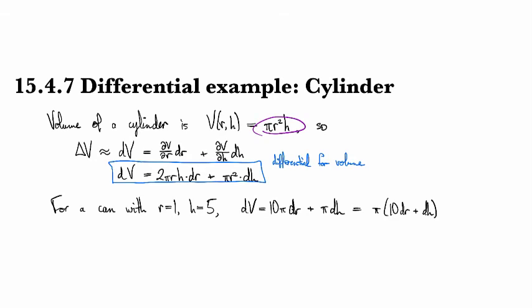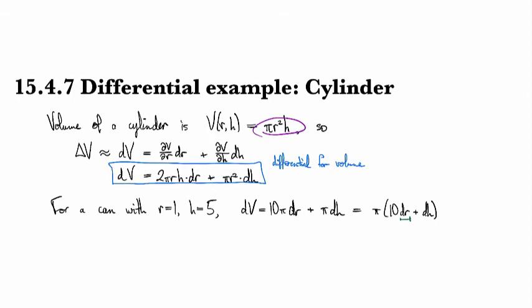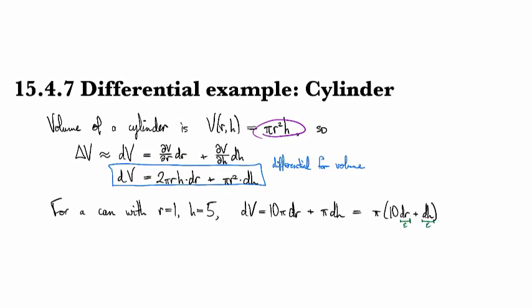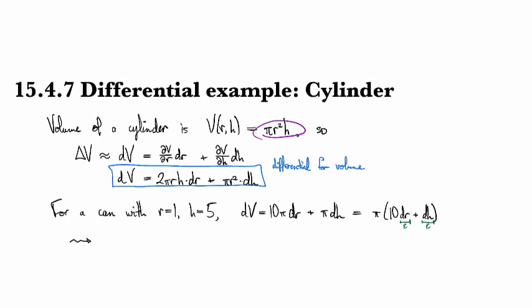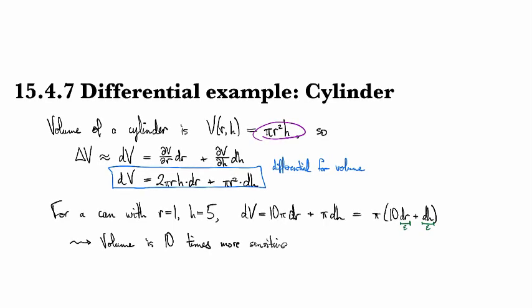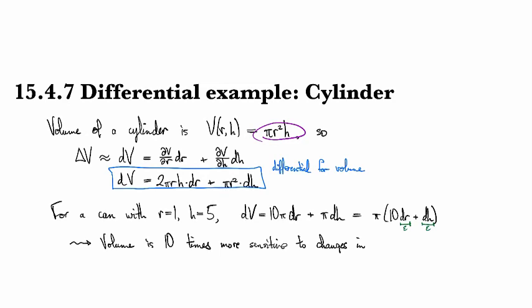Now the interpretation of this is that if we change dr by something like epsilon, then the volume changes by 10 epsilon. If we change dh by epsilon, then the volume changes by 1 epsilon. So the implication here is that volume is 10 times more sensitive to changes in the radius.